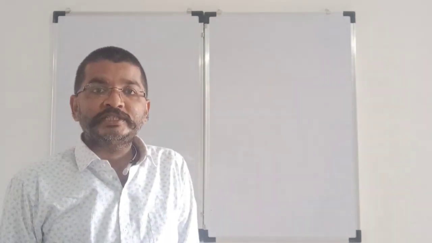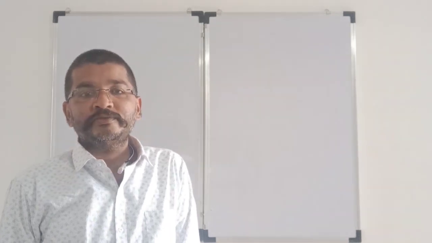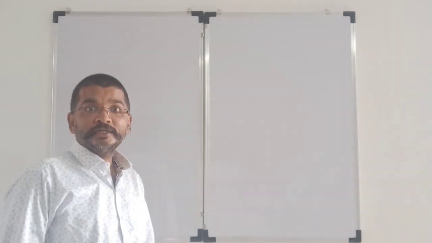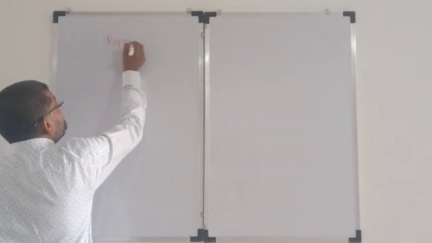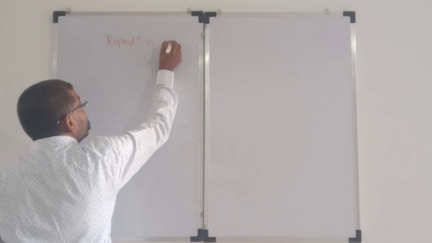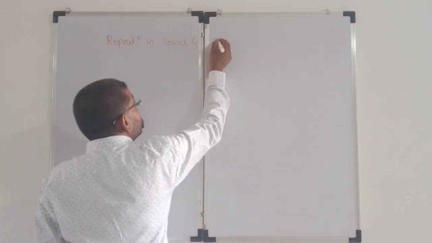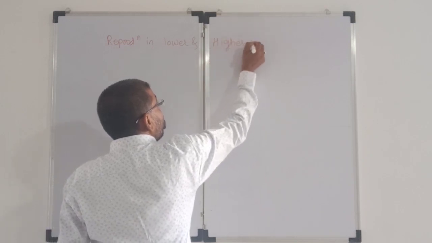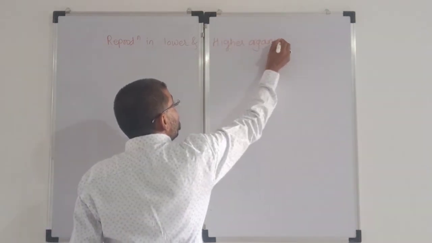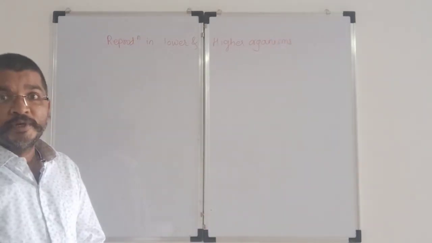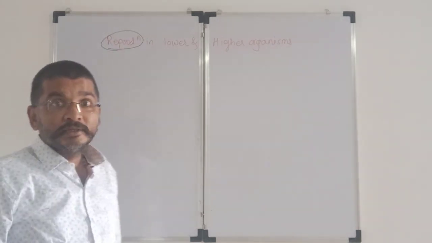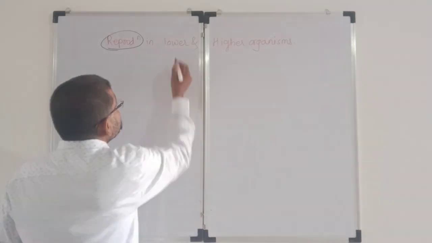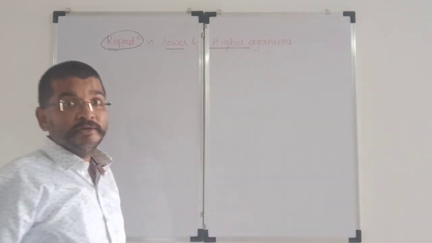So in today's lecture, we are going to study the first chapter from the new syllabus of 12th science, that is reproduction in lower and higher organisms. So basically, this chapter is mainly based on the process of reproduction which takes place in lower as well as higher living organisms.